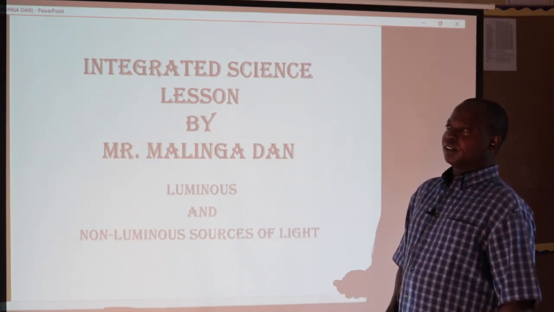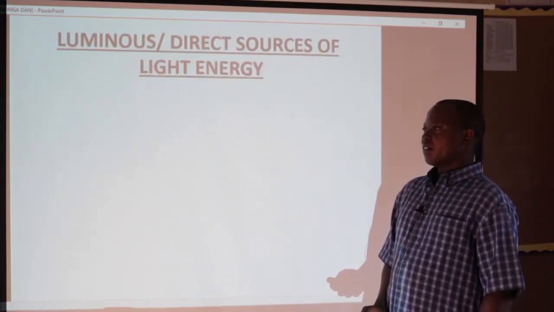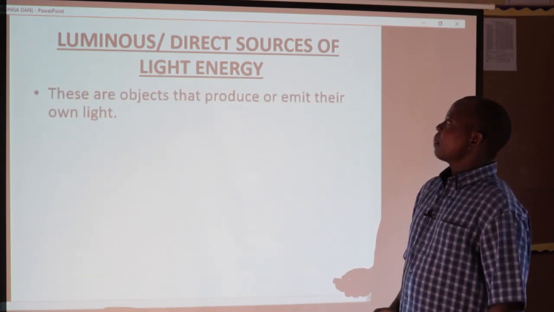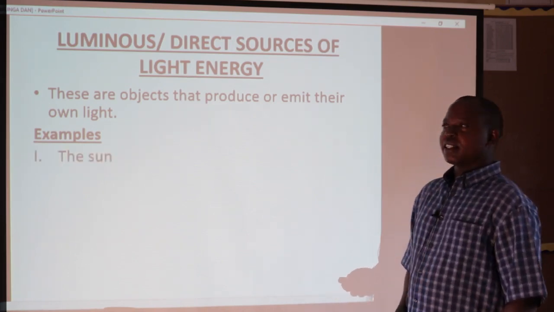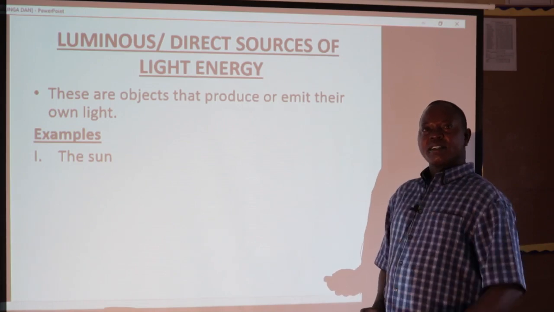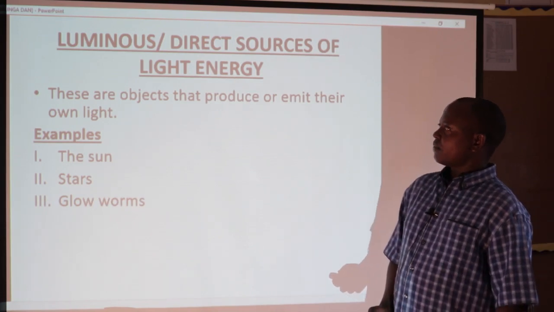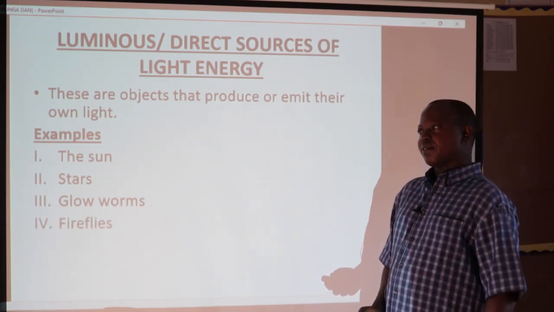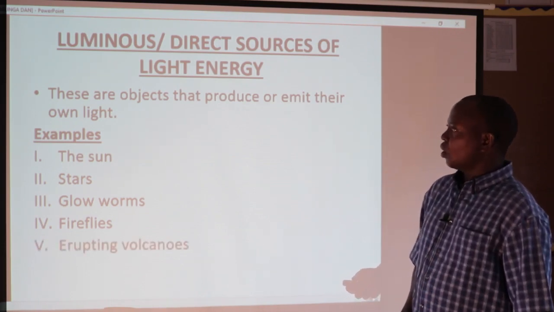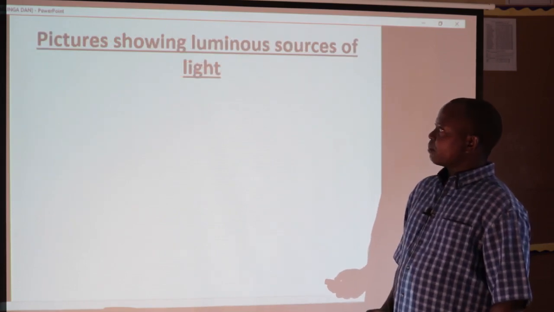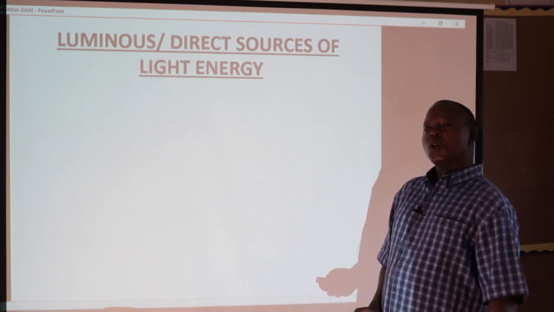non-luminant sources of light. Now, luminant sources of light are also called direct sources of light energy. These direct sources of light energy are almost the same as the natural sources, but only the term differentiates. So you'll find that these are objects in our environment that are able to produce light energy on their own. You'll find the very examples we gave last time are the very examples of luminant objects.